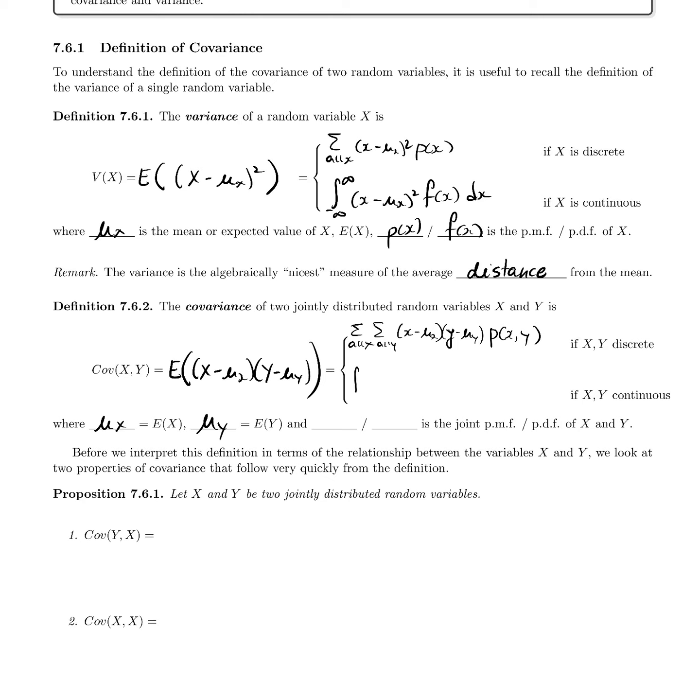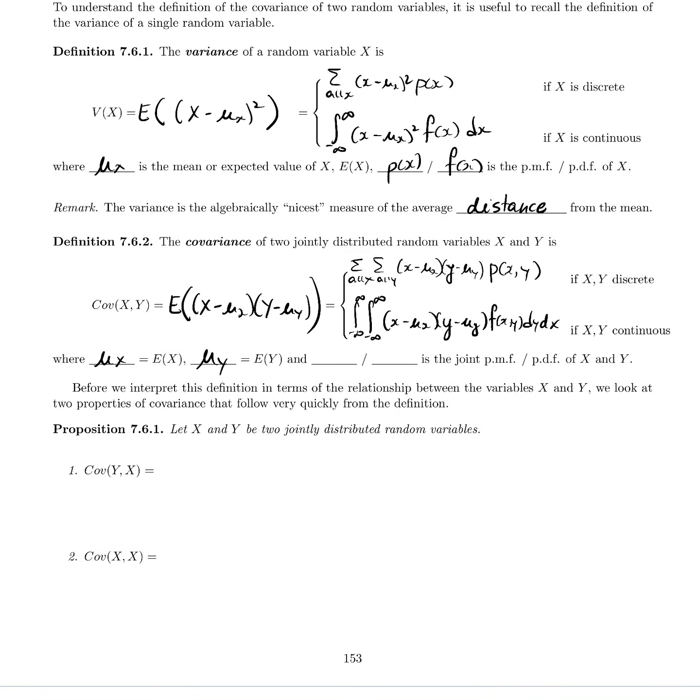And if they are continuous, then we're integrating over all possible values of x and y. Again, this product, x minus its mean, y minus its mean, times the joint density, f of x y, dy dx. dx dy doesn't matter if X and Y are continuous. So p of x y is the joint pmf, and f of x y is the joint pdf.